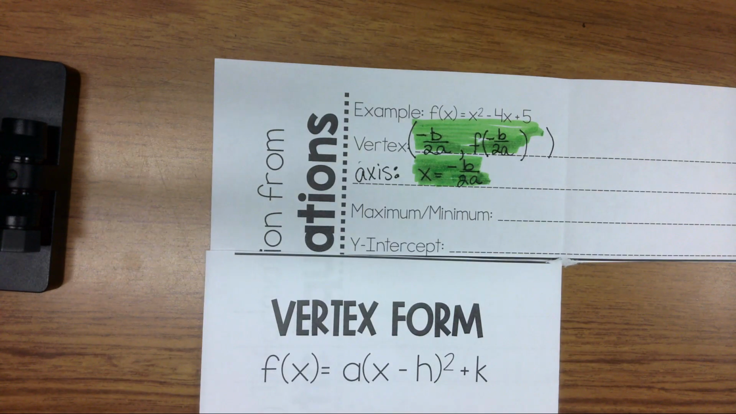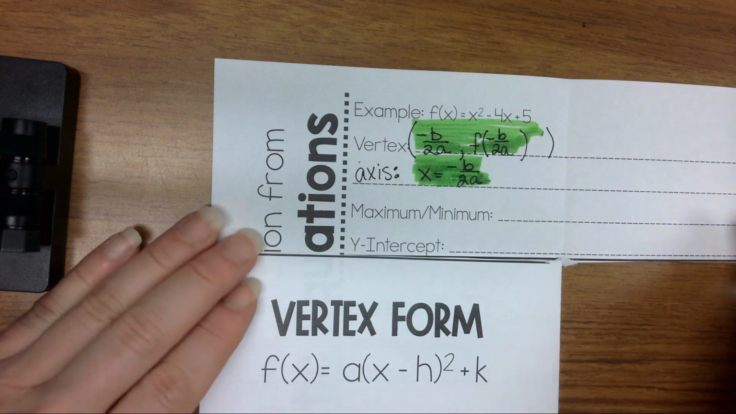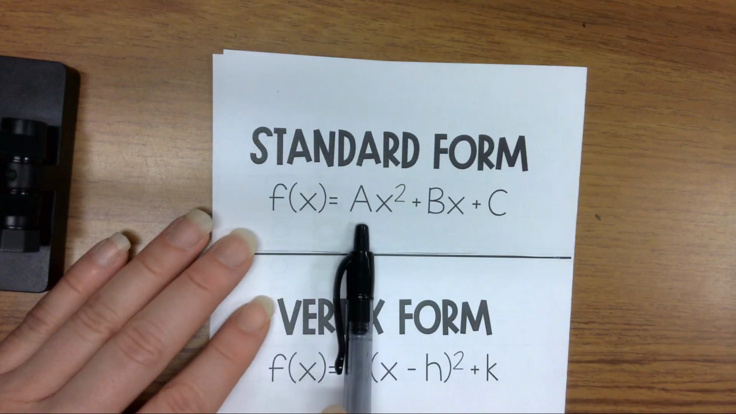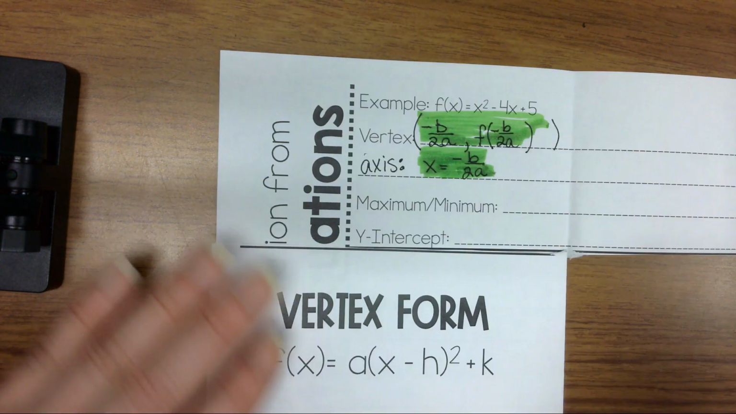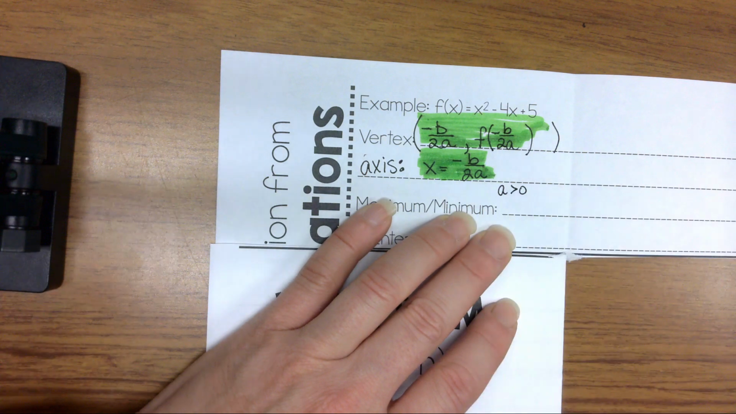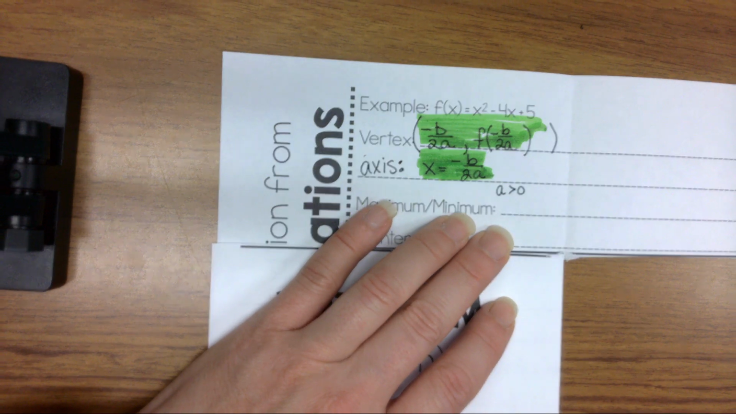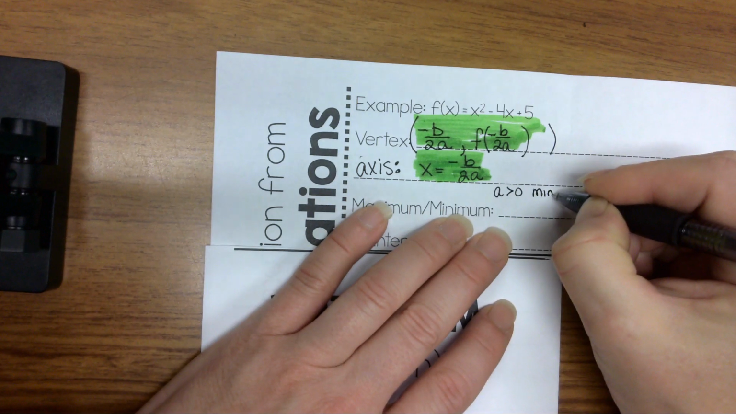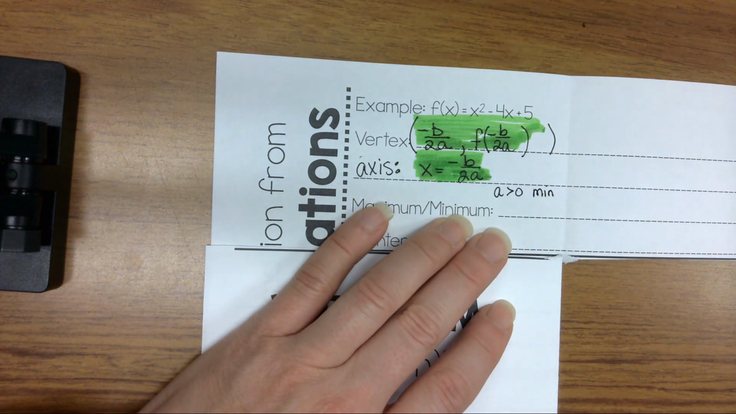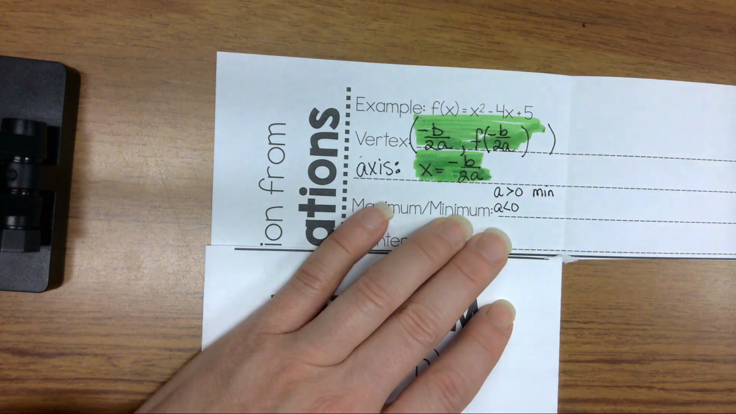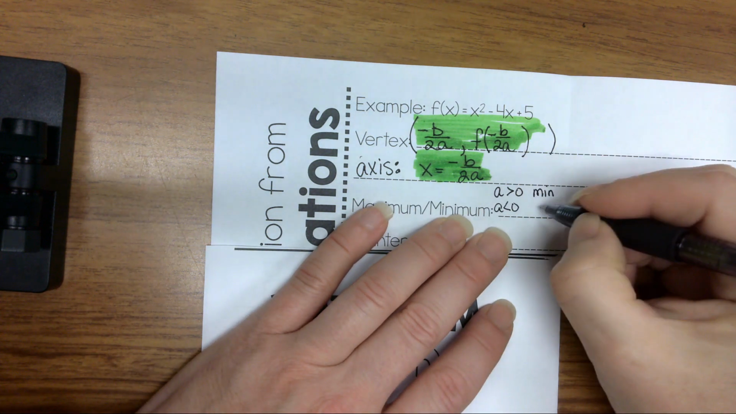Okay, how do I tell if it's a maximum or a minimum? Well, we look at the a. If the a is positive, that means the parabola opens up. Then it's a minimum. If the a is negative, that means it opens down. Then it would be a maximum.